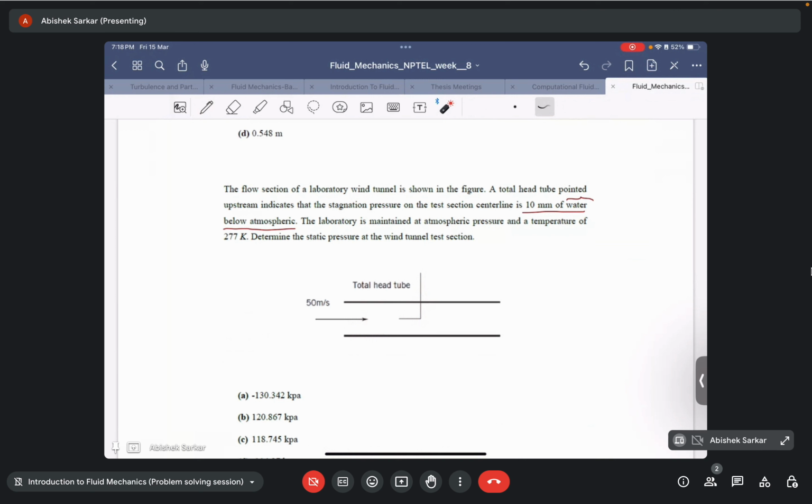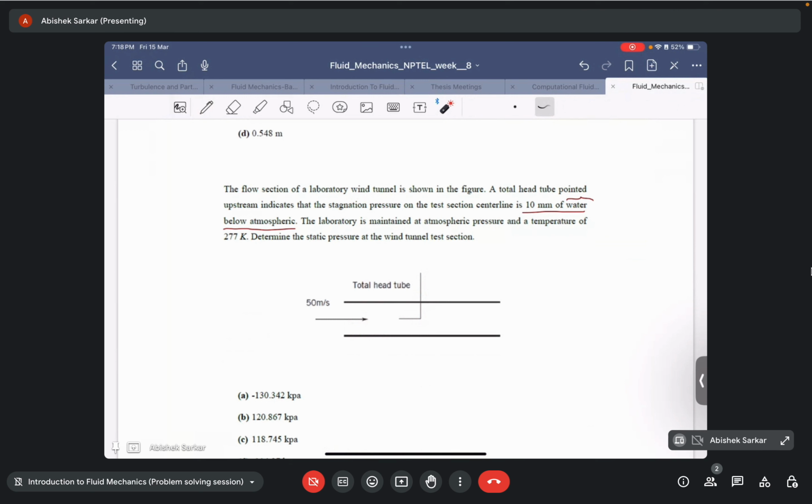Okay, if it would have been a manometer, then I would have thought that since the fluid is not given, I cannot tell what the density of the fluid that we are going to measure is, because they have not specifically mentioned whether water or air is flowing through the duct. But they have mentioned that there is 10 mm of water below atmospheric in the pitot tube.